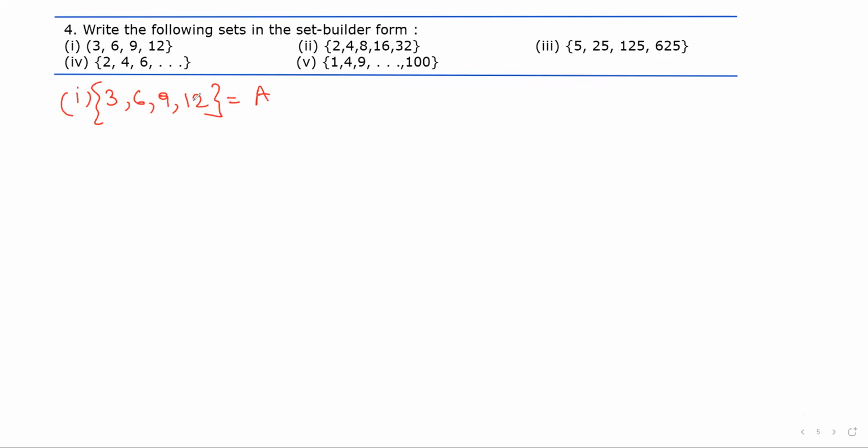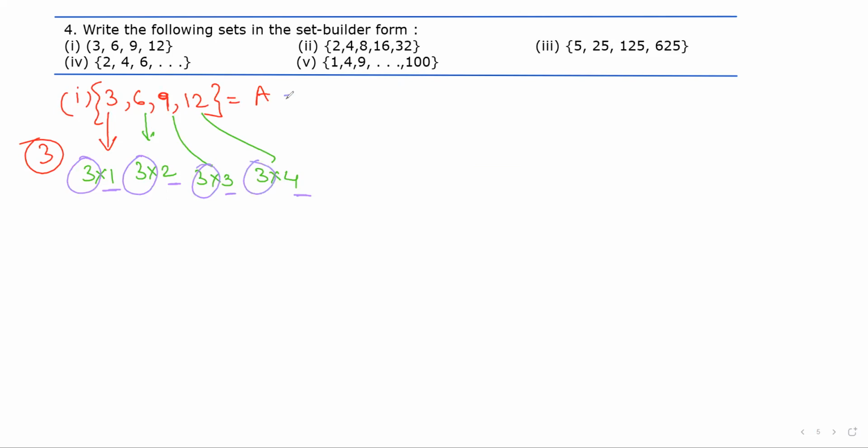There are 4 elements over here. This is 3, this is 6, 9, 12. All 4 belong to the table of 3. 3 can be written as 3 into 1. 6 is 3 into 2. 9, 3 into 3. And 12, 3 into 4. Observe a linear incrementation 1, 2, 3, 4. You know that 1, 2, 3, 4 are natural numbers less than 5 or less than or equal to 4. And all values are multiplied by 3, a common factor.